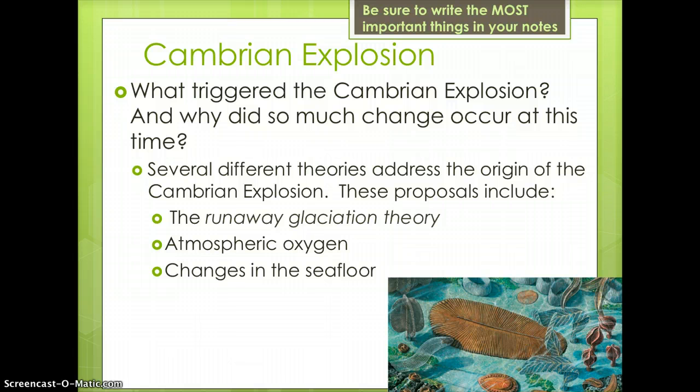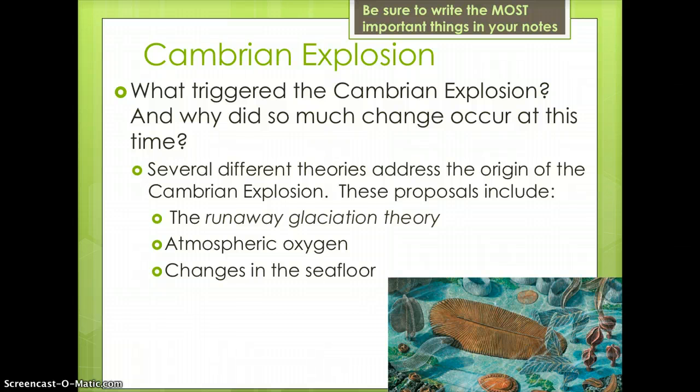Scientists have wondered what triggered the Cambrian Explosion and why so much change occurred at this time. There are several different theories that attempt to answer these questions. The first theory is the runaway glaciation theory, which proposes that glaciers briefly covered much of the Earth, and the loss of habitat created opportunities where evolution could act more rapidly.